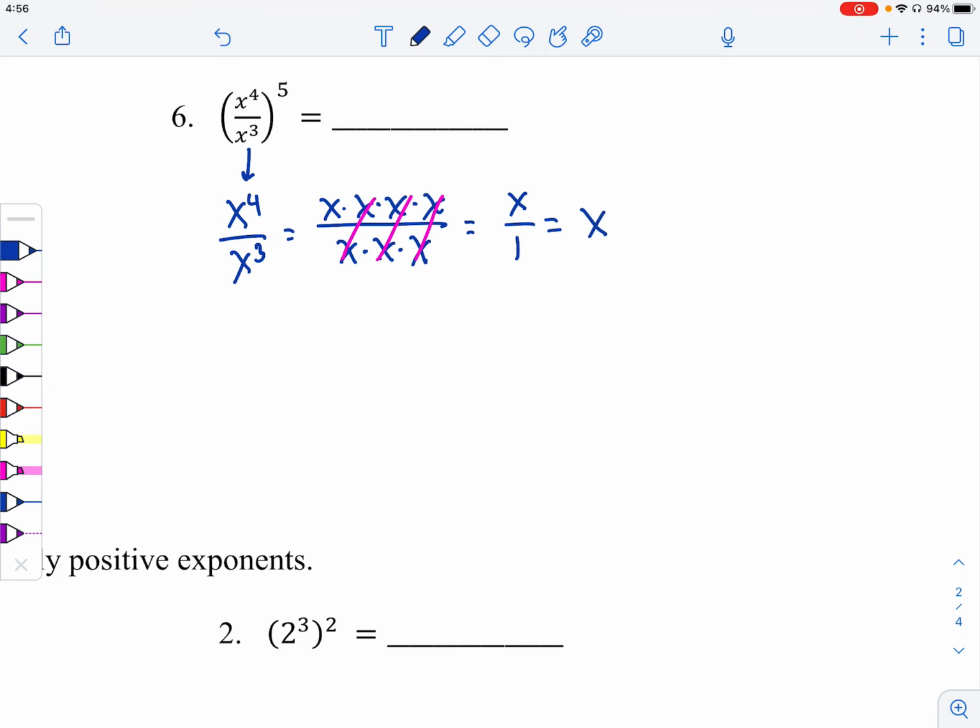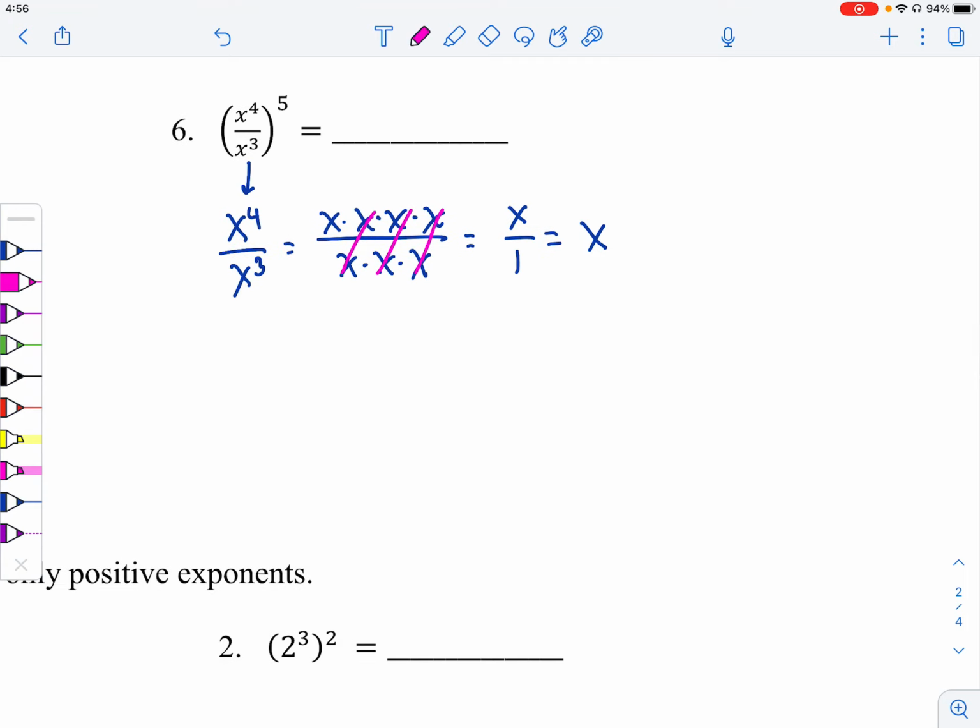Right? So that's in the parentheses. And we know that that's going to be raised to the fifth power, right? So this in here is just x in the parentheses. So now we have just x, and it's still to the fifth power, right? And that's all it is, x to the fifth, right? So it's x to the fifth, because you have x 5 times, and that's it, right there.